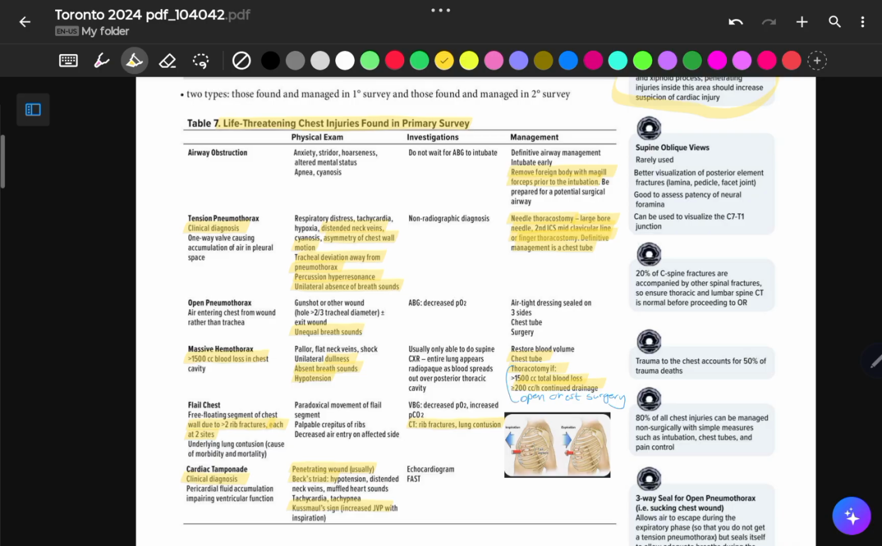So what are you going to do? Remember, it's clinical. You don't actually need investigation for this. You're going to quickly do a needle thoracostomy, with a large bore needle at the second intercostal space, mid-clavicular line. Or you can do a finger thoracostomy. Then later on, once the air has gushed out, you can do the definitive management, which is a chest tube.